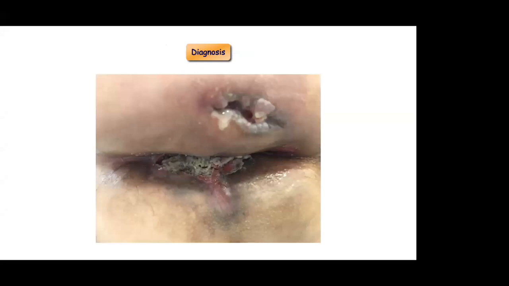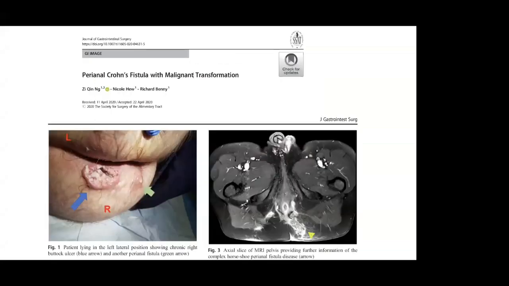Of course, sometimes there is a possibility of neoplastic transformation of the fistula, such as in this case. In my experience, I had 3 or 4 patients with this transformation, but in the literature there are many described, such as in this case, less than 1% in the literature.